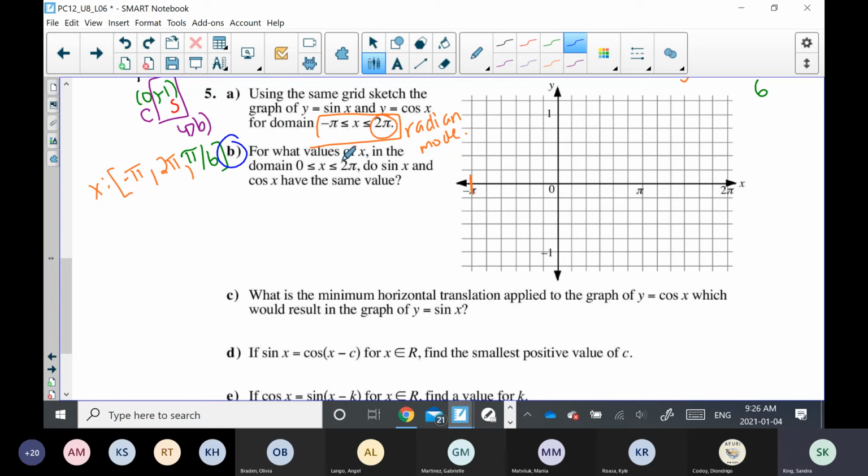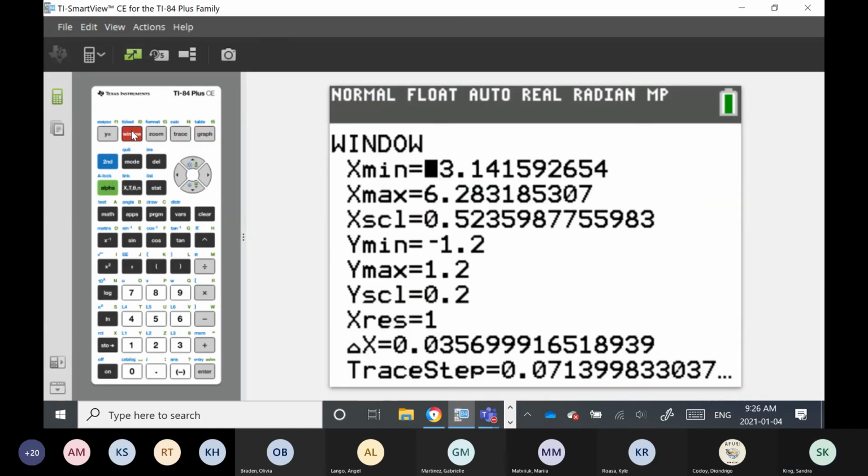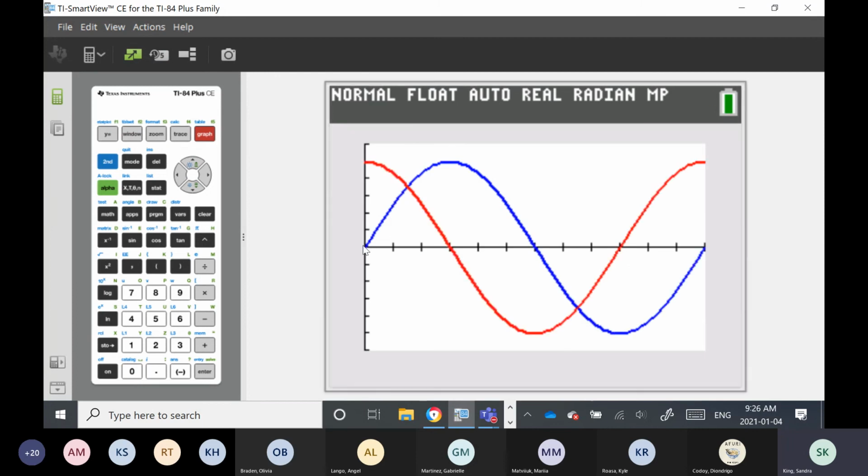B says, for what values of X in the domain 0 to 2 pi? So we should actually quickly just change our domain. They only want my domain to be from 0 to 2 pi. So let's actually change this negative pi to a 0. I'm going to quickly do that. Okay, so what the question says is, in this domain here, where do the two graphs have the same values?